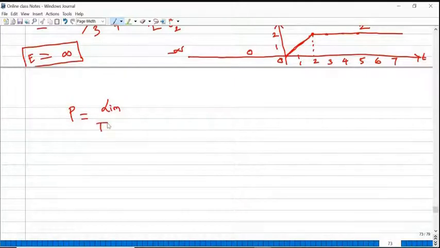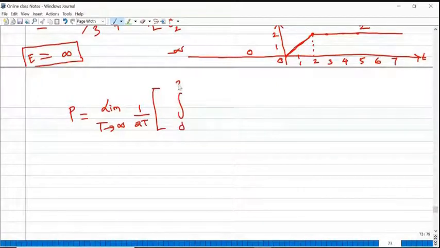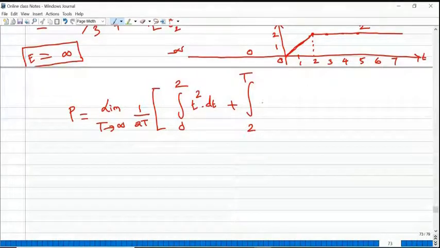Now the power of the signal. Limit t tends to infinite, 1 divided by 2T, integration 0 to 2 of t square, plus integration 2 to capital T, as T tends to infinity, so 2 to capital T, 4 into t.